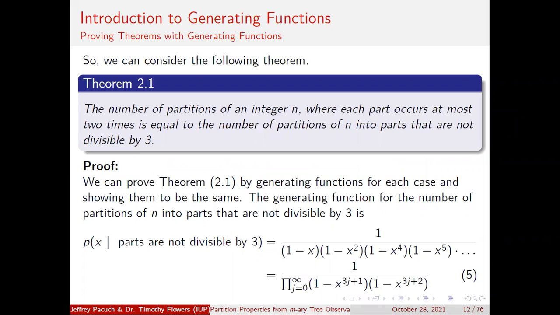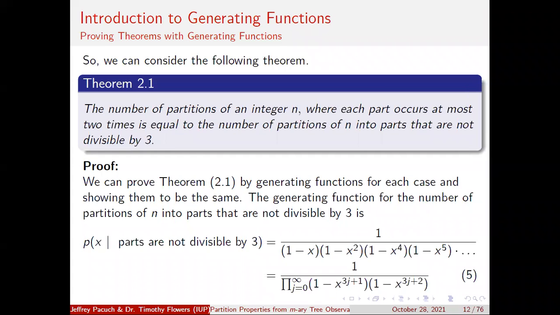The theorem says, if we have the number of partitions of some integer n where each part occurs at most 2 times, this is claimed to be equal to the number of partitions of n where the parts are not divisible by 3. As I said, we could do this by finding the generating function for each and see if they're the same. Okay, so let's start by finding the generating function for parts not divisible by 3.